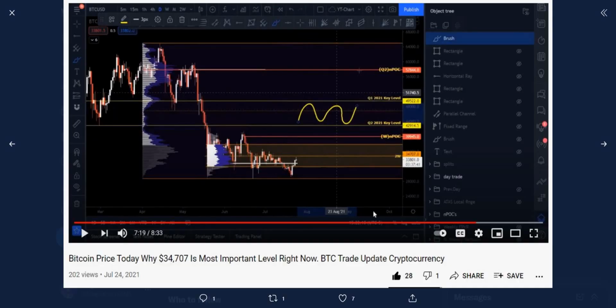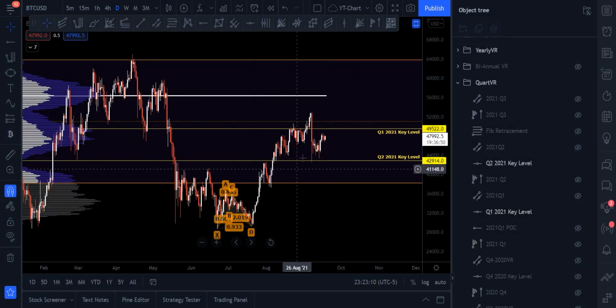And just so you guys are aware, this was from July 24th as we were regaining the range lows. I said this is where we're heading. We will range in between these two. And lo and behold, this is where we ended up, okay? So we have ranged in between these two levels, found support at the Q2 key level.